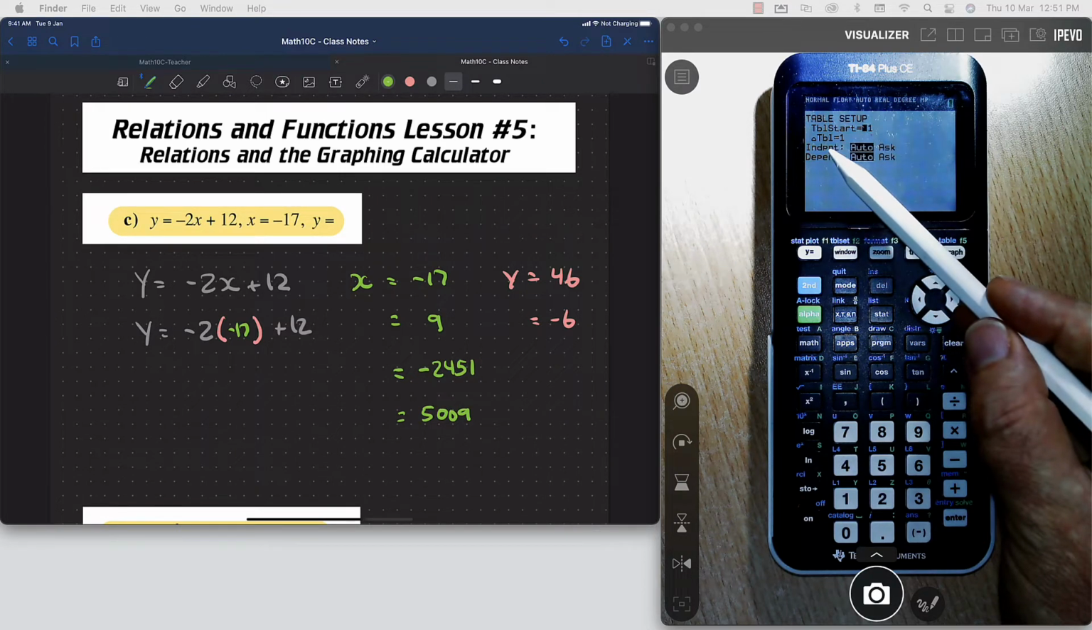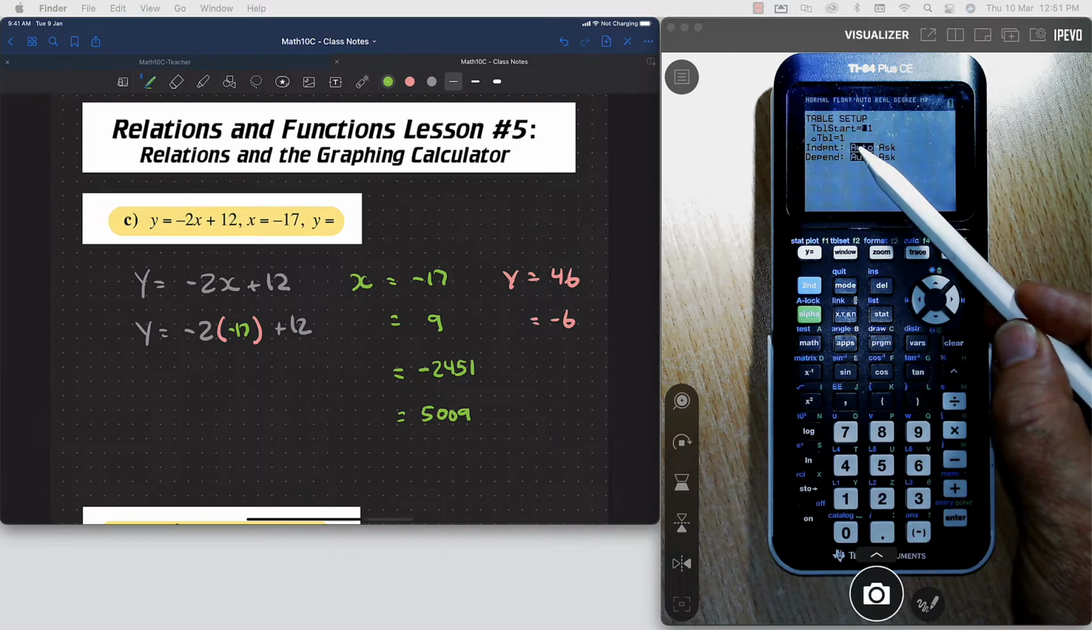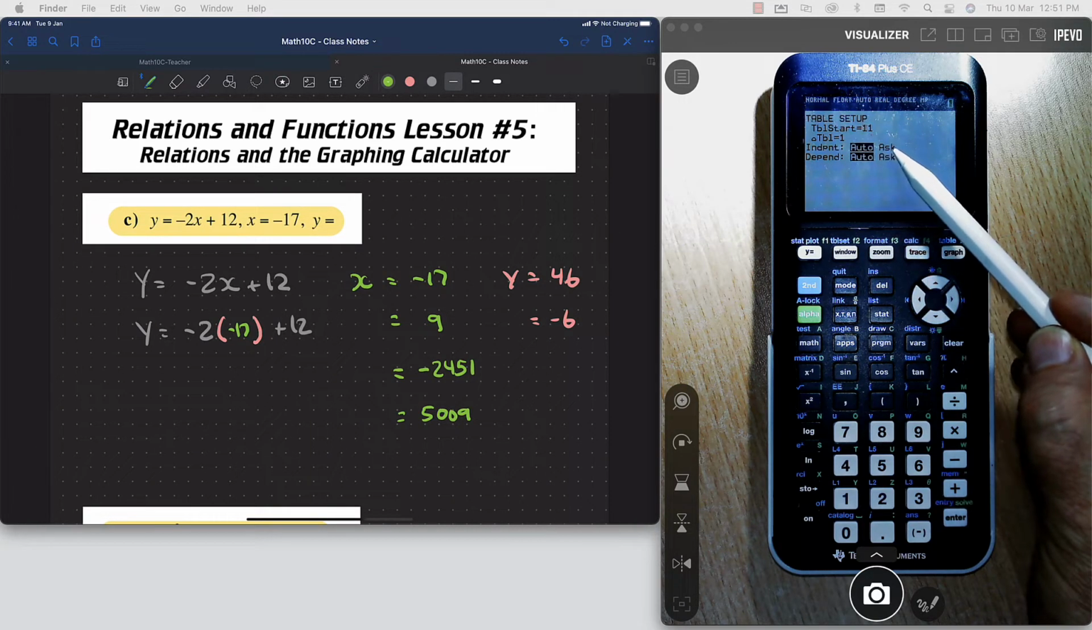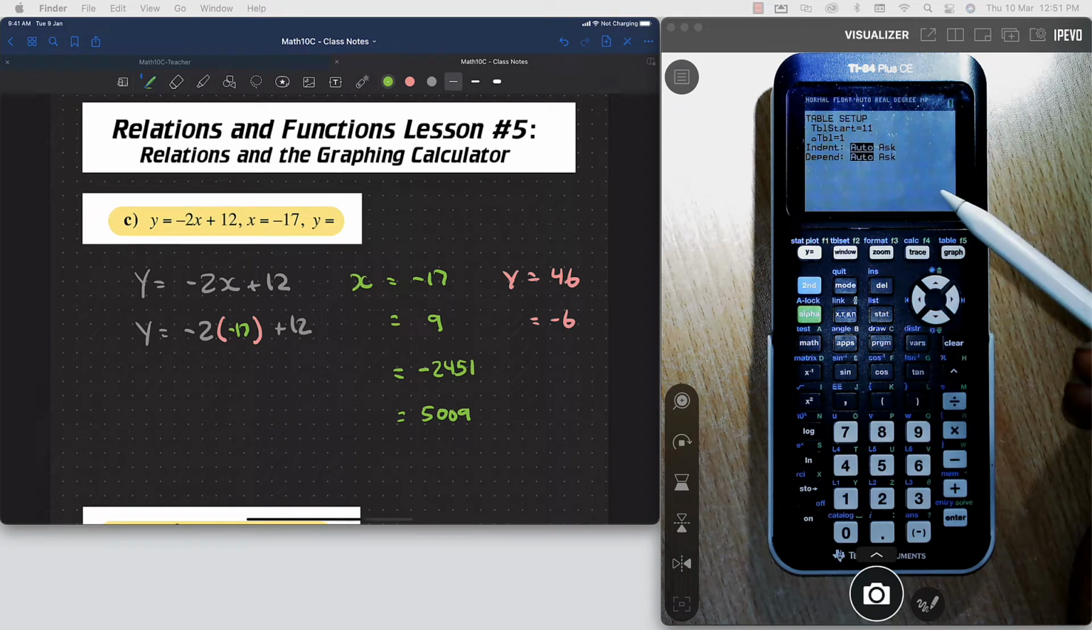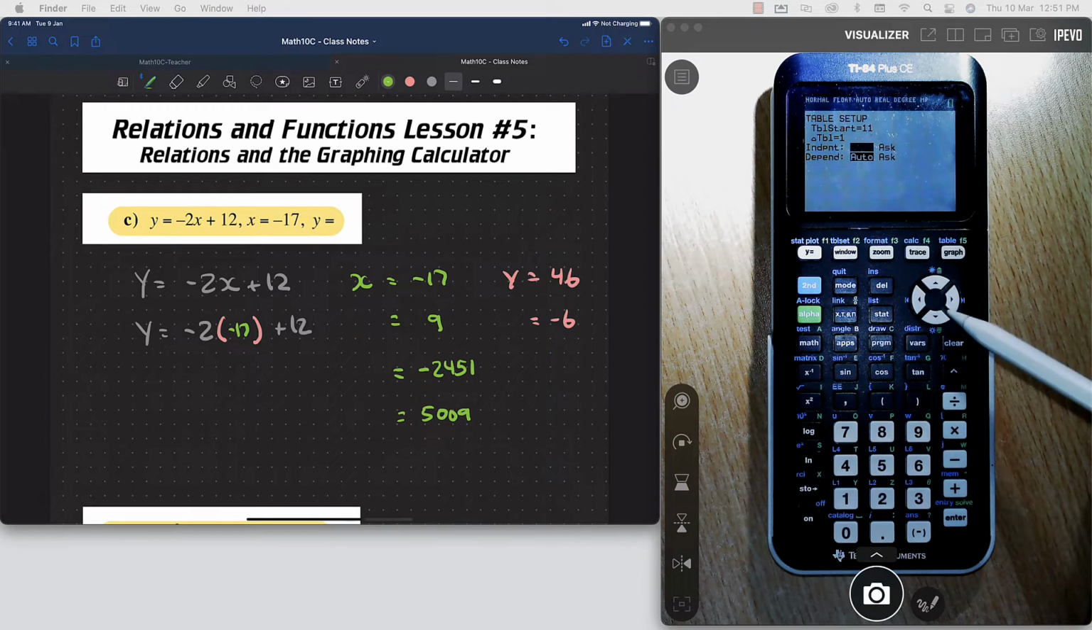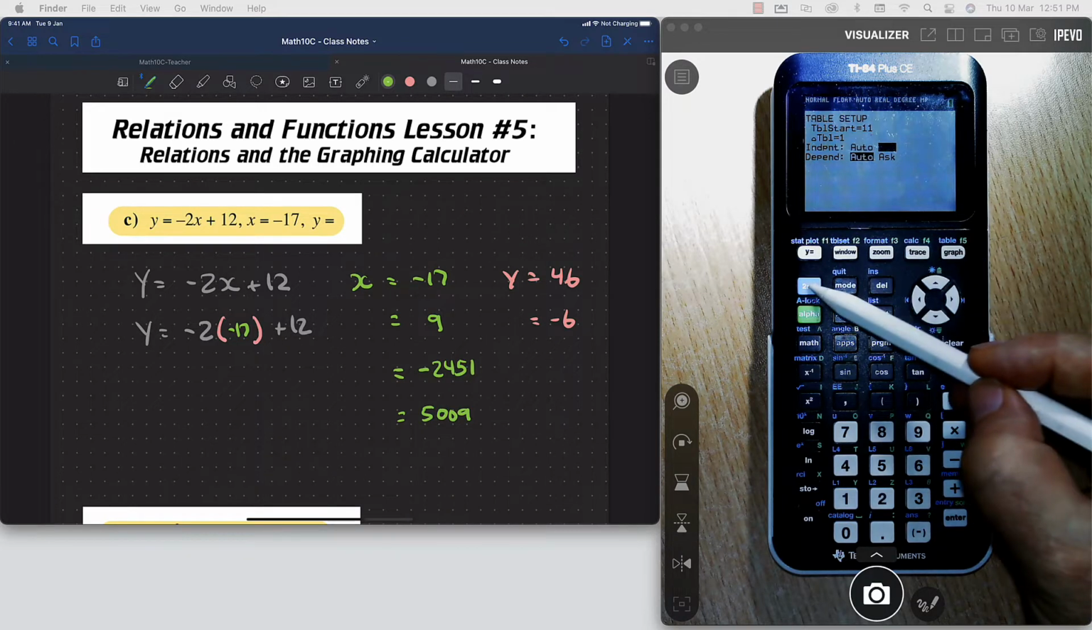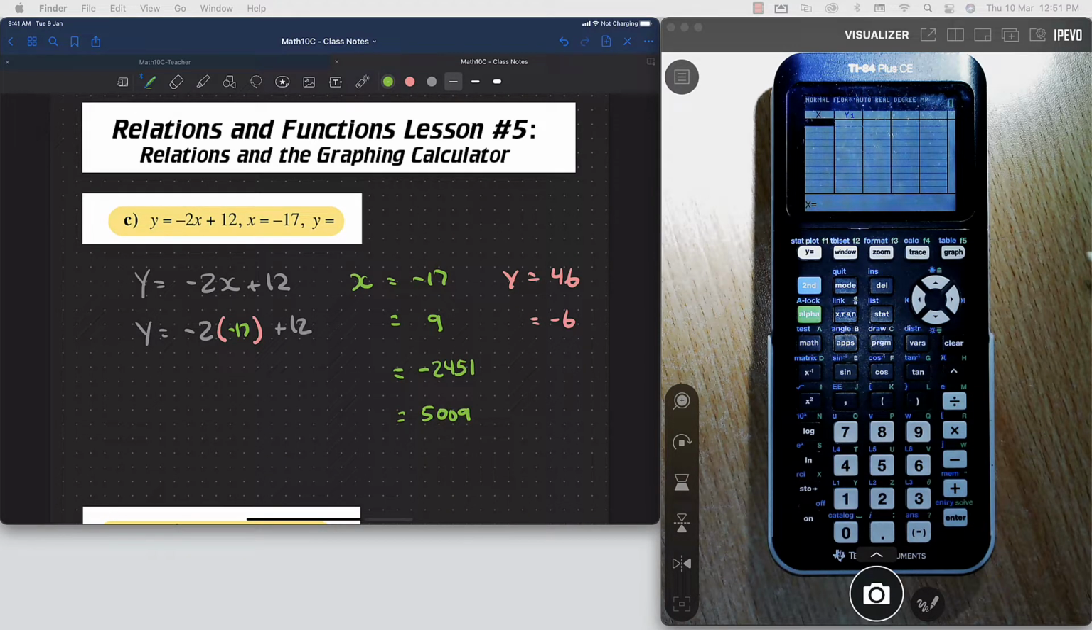Or you can take this independent variable, and instead of auto-generating the table of values, we're going to ask for the independent variable and then tell you what the dependent variable is. So I'm just going to go down to here, change that into ask, and now when I go back to the table, you can see it's empty.